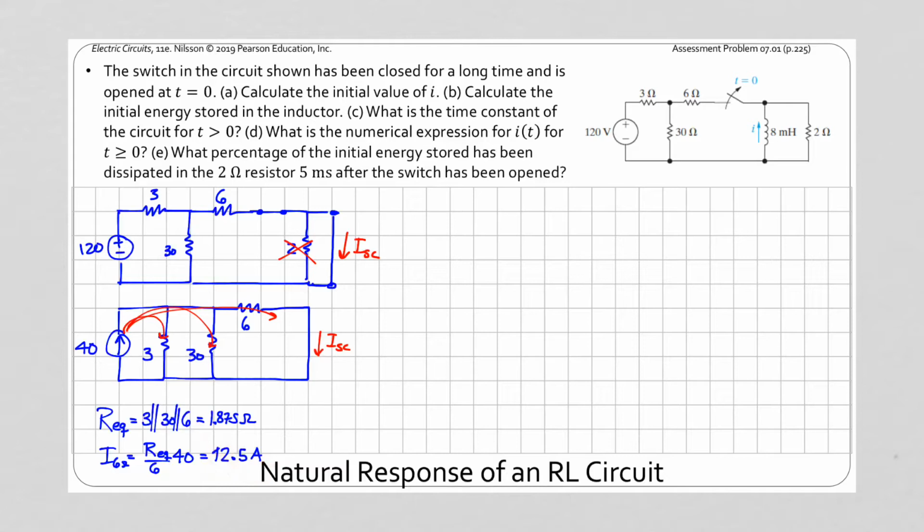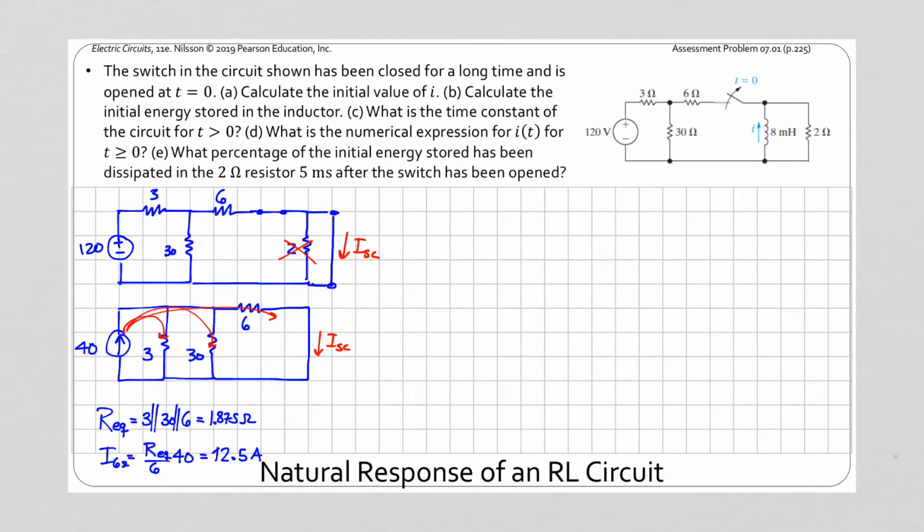So I've got 12.5 amps flowing down through that as the Norton source current for the Norton equivalent circuit that we have here. That's going to be the initial current through our inductor. The only thing to notice here is that we assume that the current's flowing downwards. I is given as flowing upwards, and so for the first question we're being asked, the initial value of I, this current is flowing in the opposite direction from what it should be.